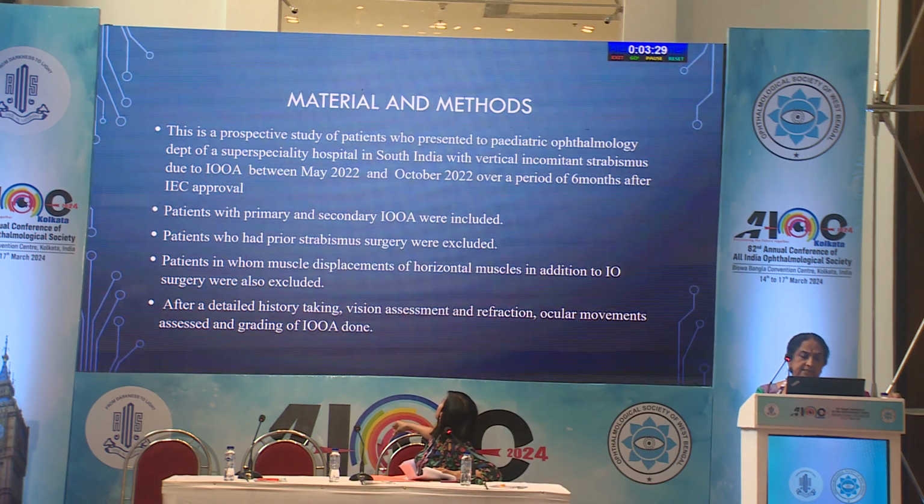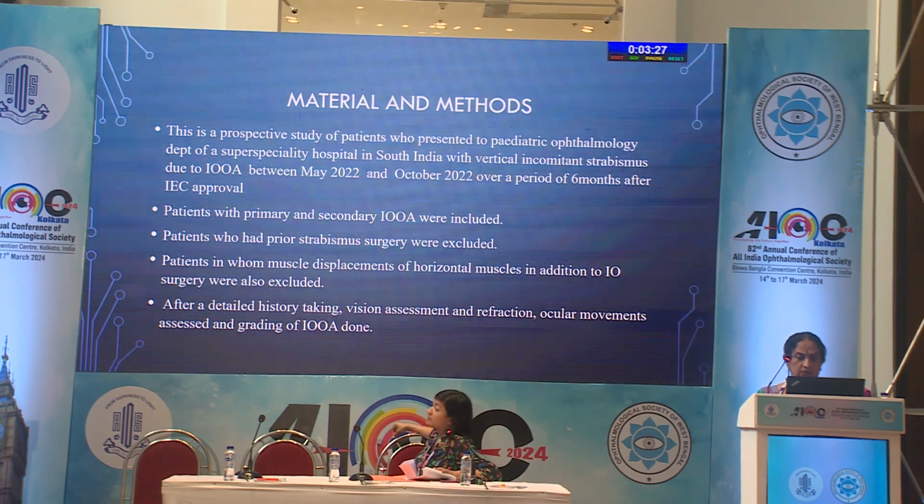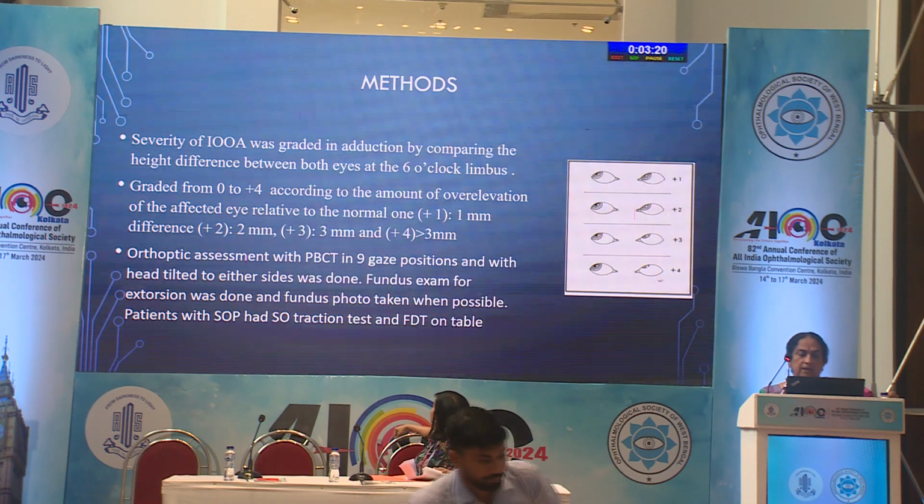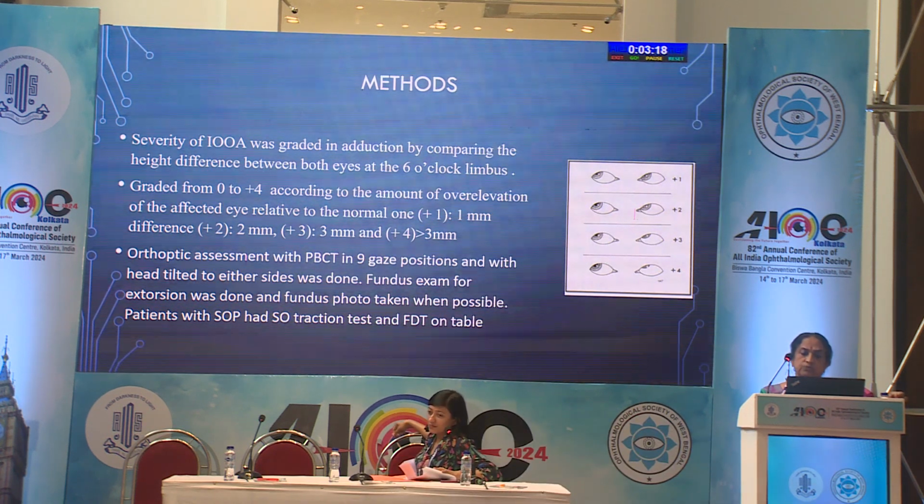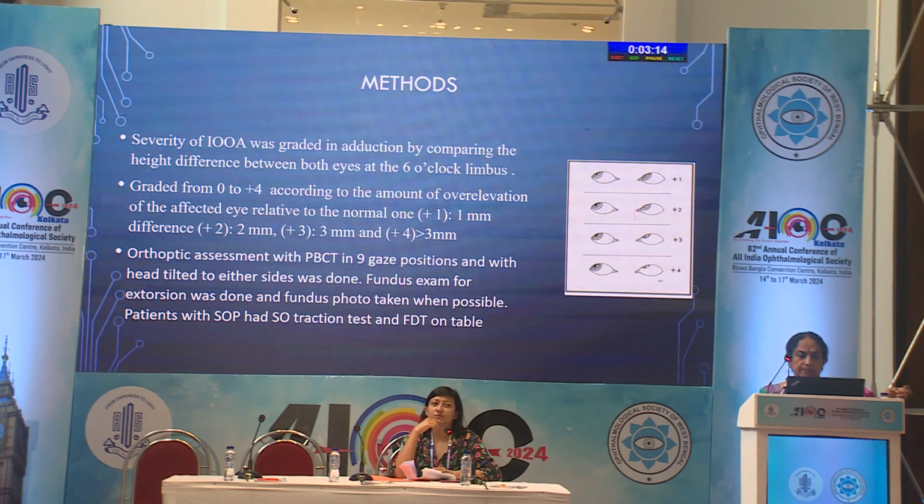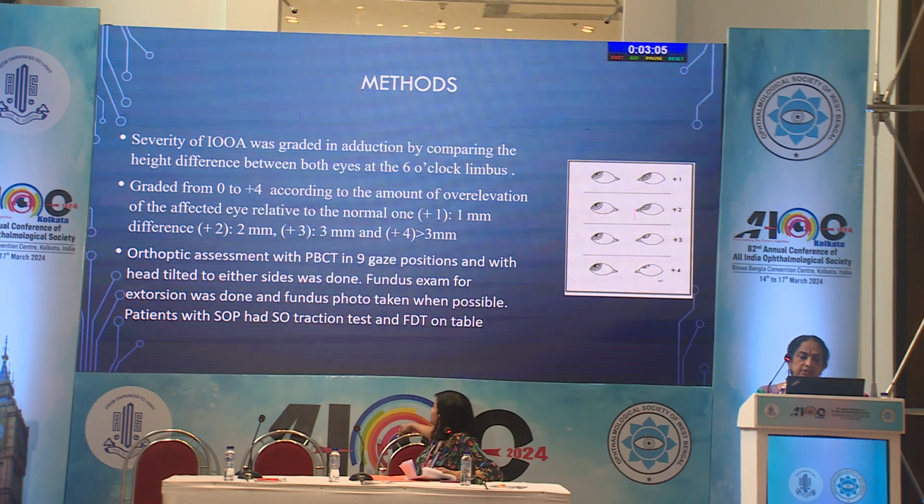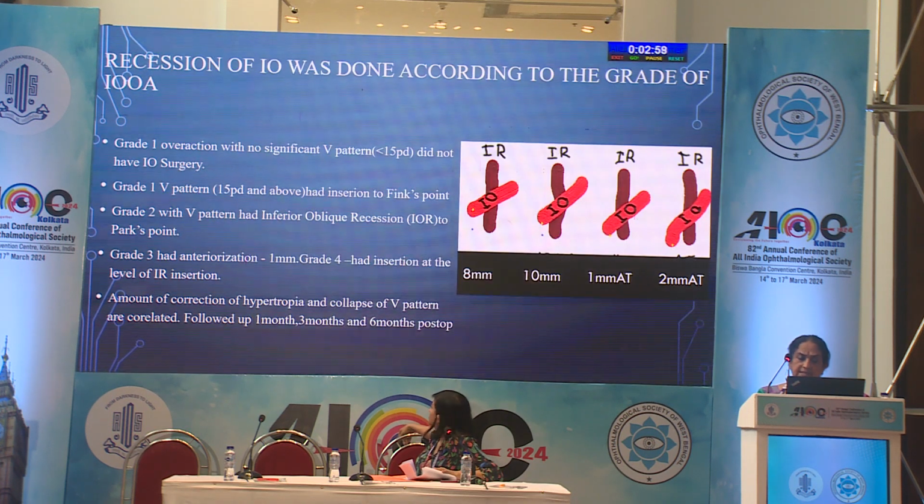After detailed history taking, vision assessment and orthoptic assessment, grading of infero-oblique overaction was done from 0 to 4 according to the amount of over-elevation: plus 1, 2, 3, and plus 4 being more than 3 millimeter difference between the heights. Orthoptic assessment was done in 9 gaze positions and with head tilt. Fundus examination for extorsion was done, and fundus photo whenever possible. Superoblique palsy had superoblique traction test and force duction test as well.